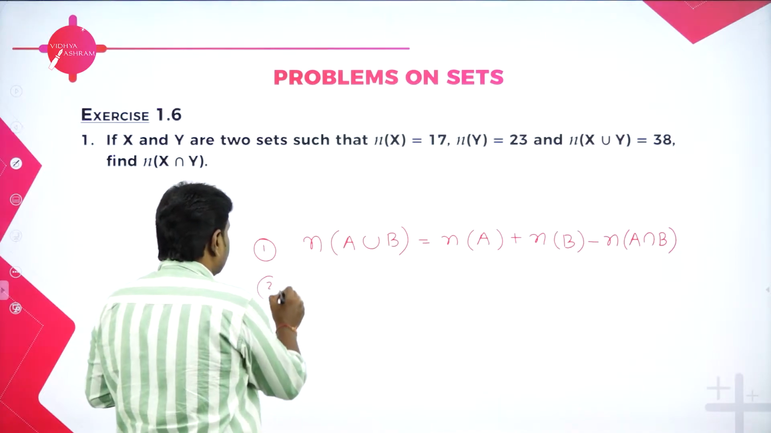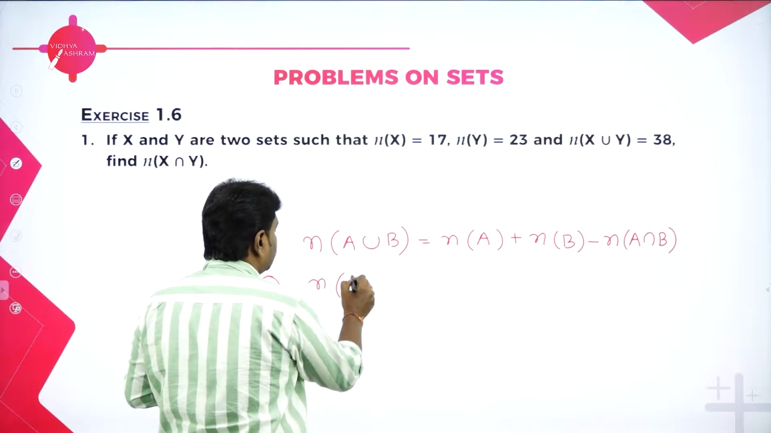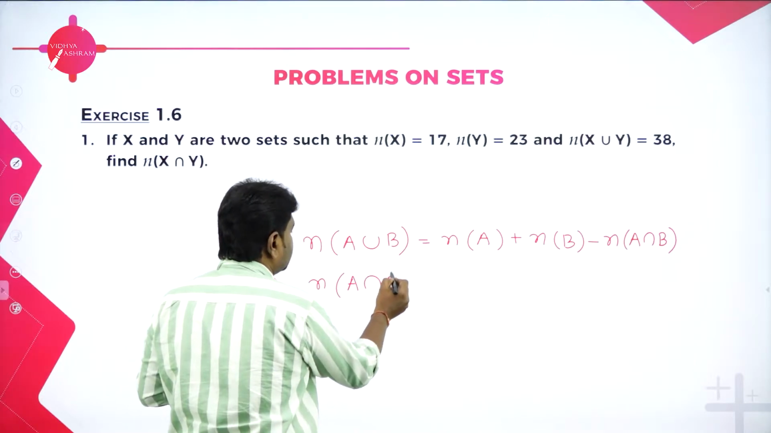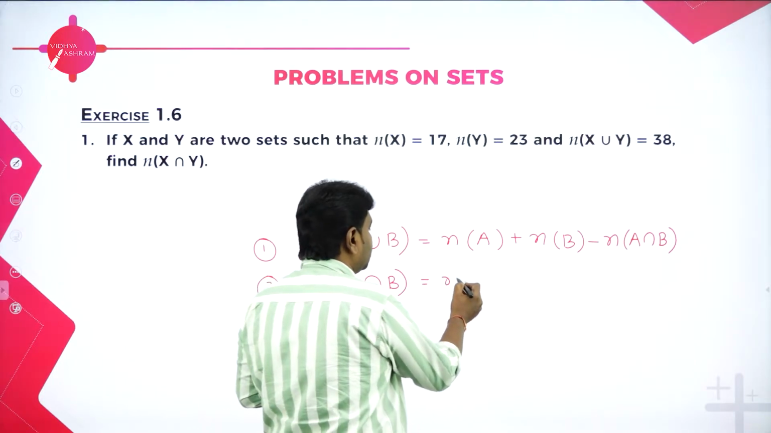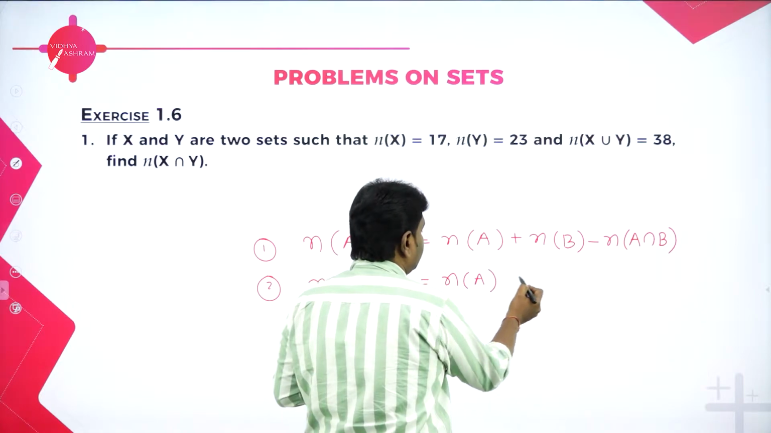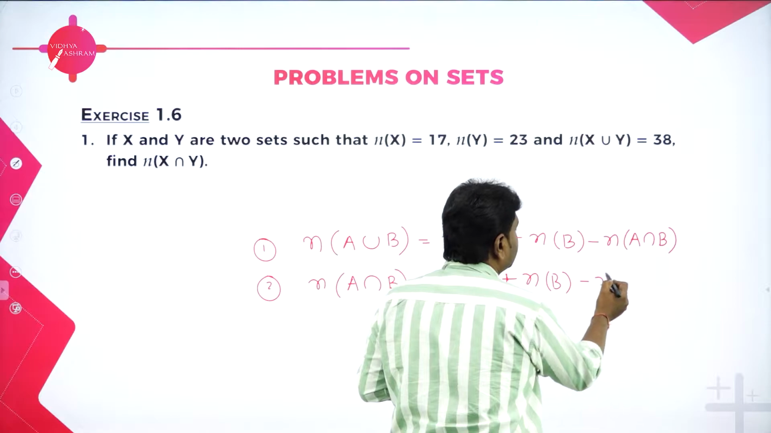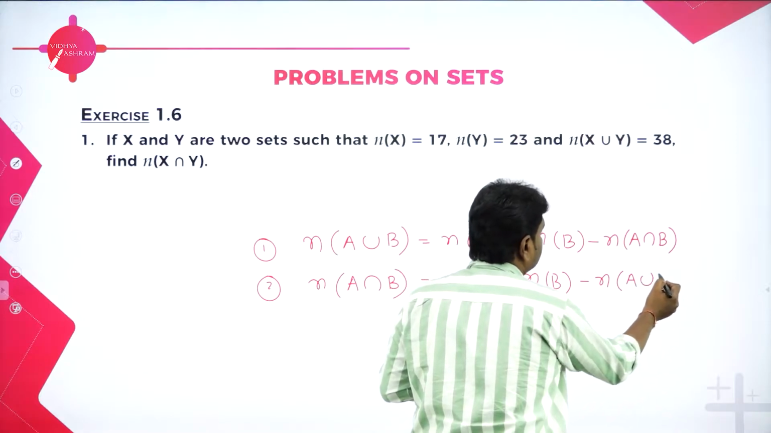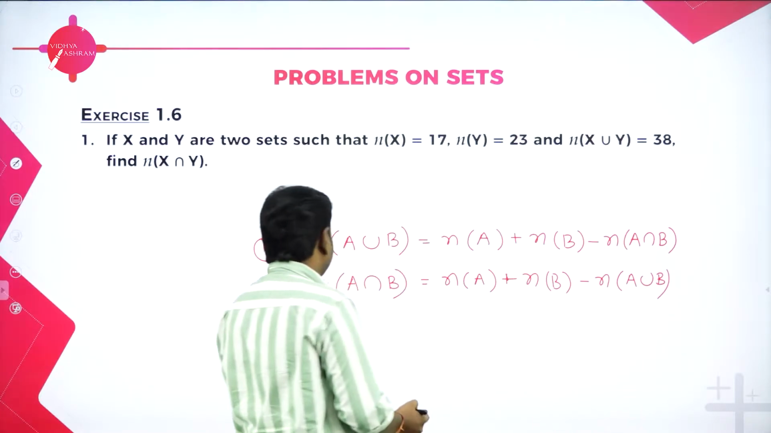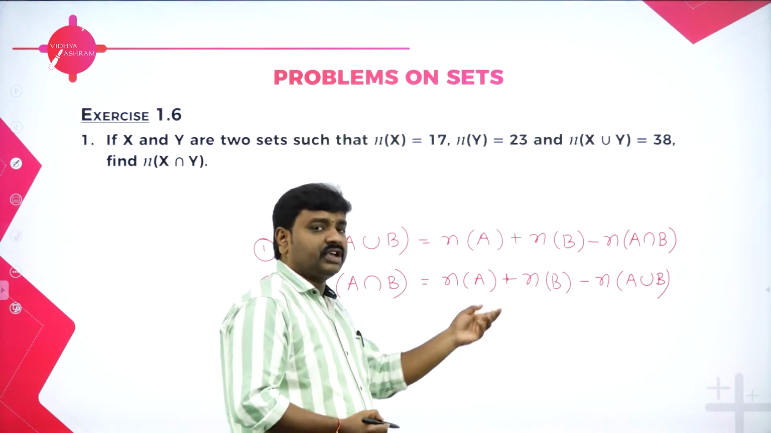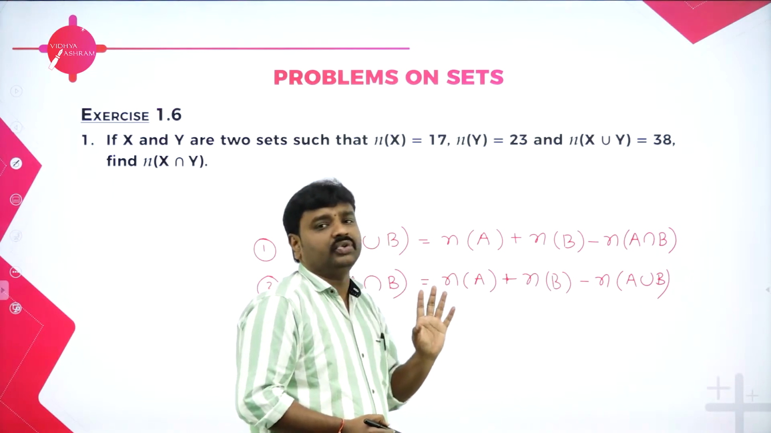Similarly, n of A intersection B, number of elements in A intersection B, is n of A plus n of B minus n of A union B. See, observe, if you want number of elements in A intersection B, it is n of A plus n of B minus n of A union B.